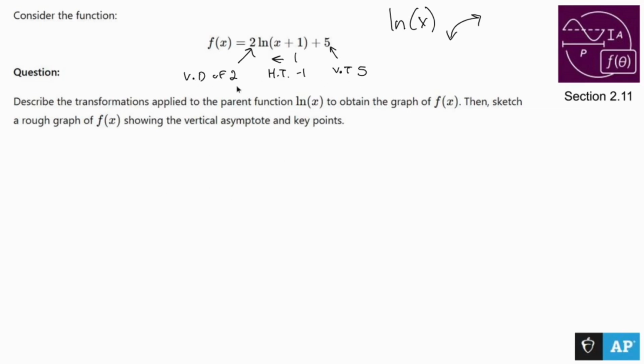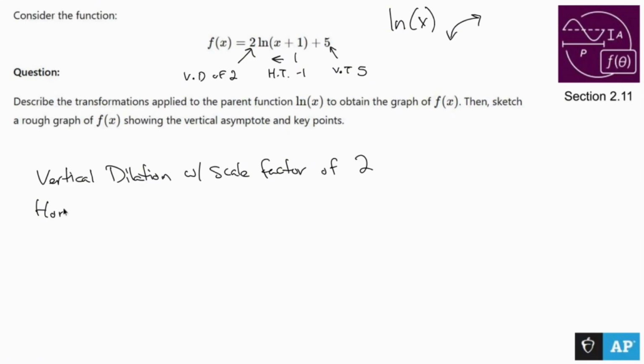These are the words that we use. Don't say on an AP exam, move left 1. They don't want to see that. Don't say, oh, make that skinnier. They don't want to see that. They want to see a vertical dilation with a scale factor of 2, which makes it appear skinnier.